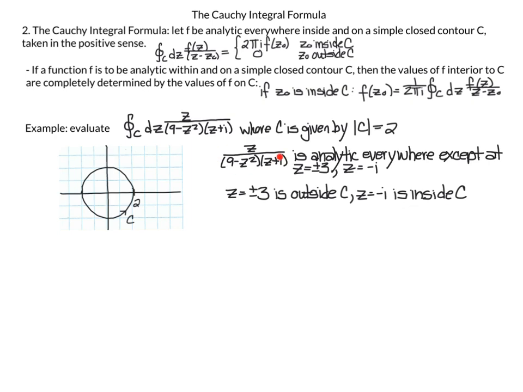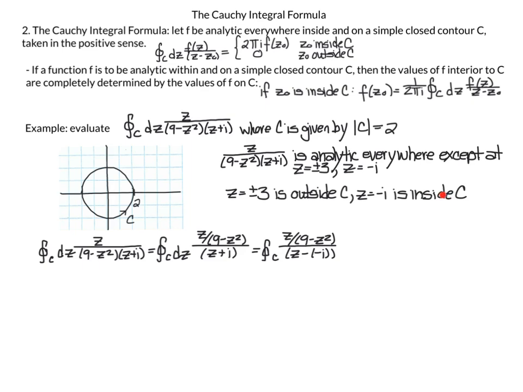So I should back up a little bit, and I should say that z over (9 minus z squared)(z plus i) is analytic everywhere except at z equals plus or minus 3, where this would give us a 0 in the denominator, and z equals minus i, where this factor will give us a 0 in the denominator. And our z equals plus or minus 3, that's outside C, so that gives us no problems at all. We could just ignore that. But z equals minus i is inside C, it's right over here. And so that is what prevents us from using the Cauchy integral theorem.